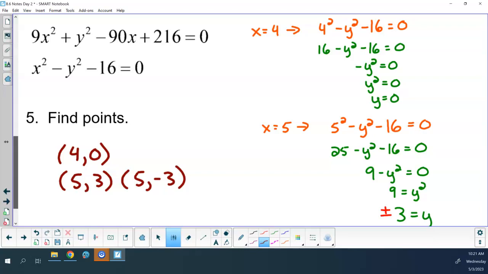16 times 9 is 144. 144 plus 216 is 360. 90 times 4 is 360. So 360 minus 360 is 0. And since y squared is 0, it's 0. 16 minus 0 minus 16 is 0. That works out.